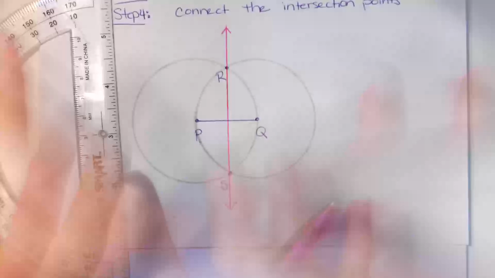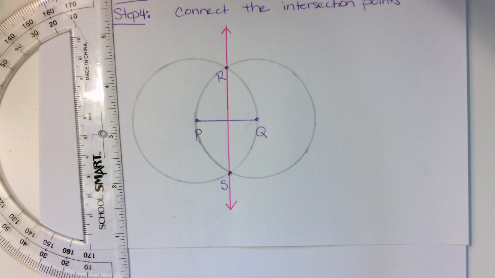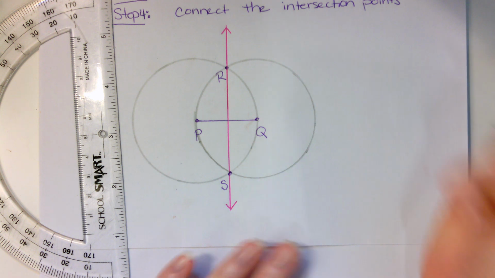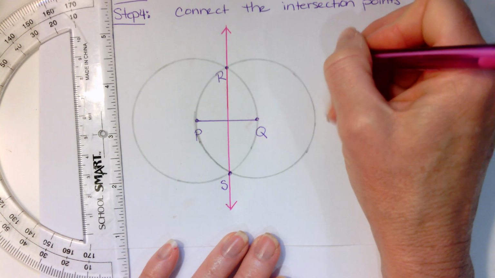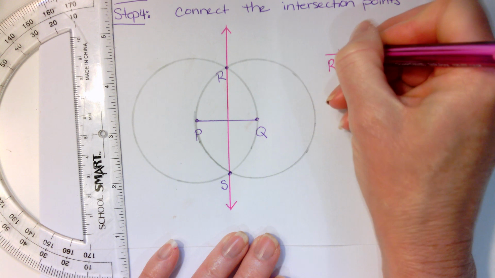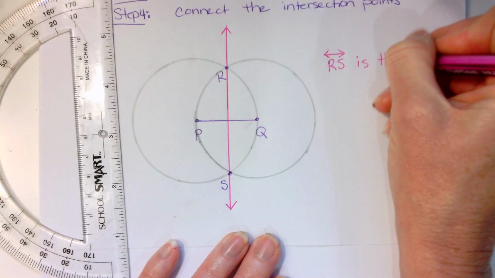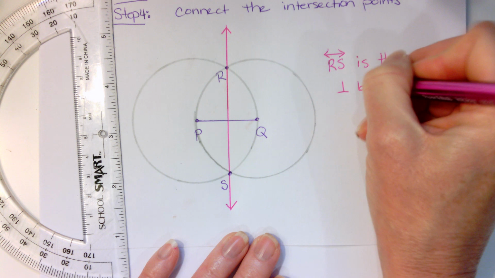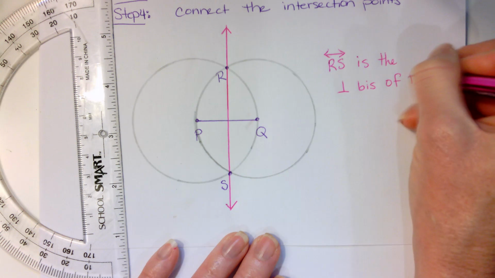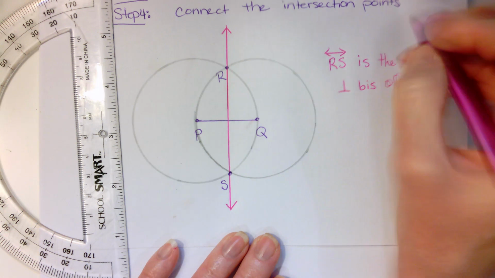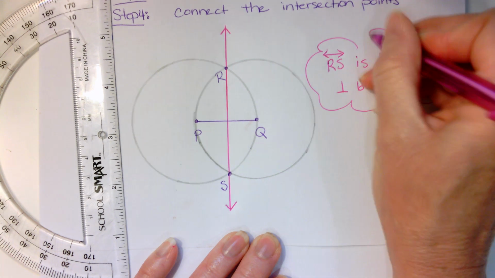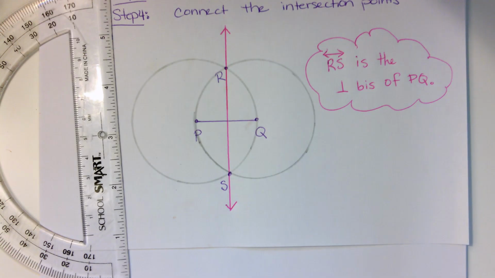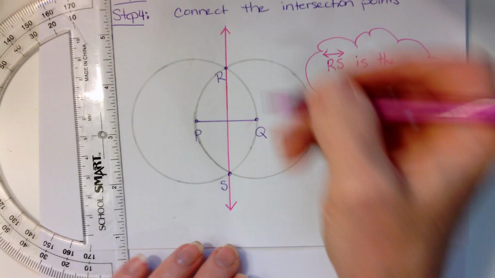Everything in pencil was just my work. It's like my construction. So in this problem, line RS is the perpendicular bisector of my segment PQ. RS is my answer. That's the construction that I'm supposed to do. So my pink line is super important. I'm now going to draw some points on my pink line.